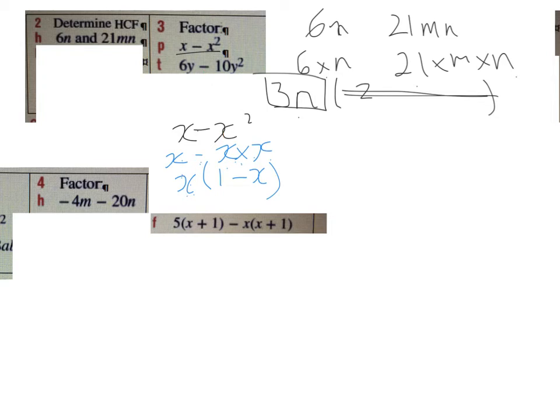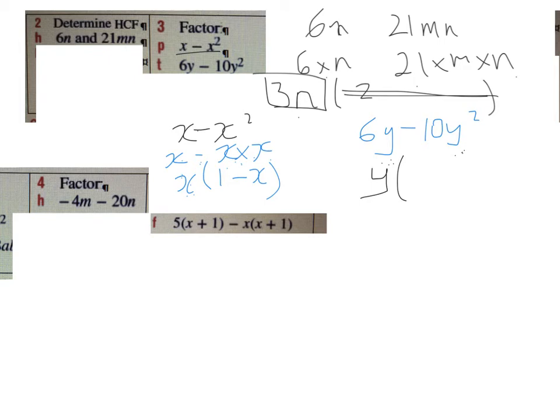Let's have a look at this next one. A bit different. We've got 6y minus 10y squared. So let's have a look. We know we've got y, and then here we've got y times y. So both of them have y. So let's take that one out there. So that's gone out the front.